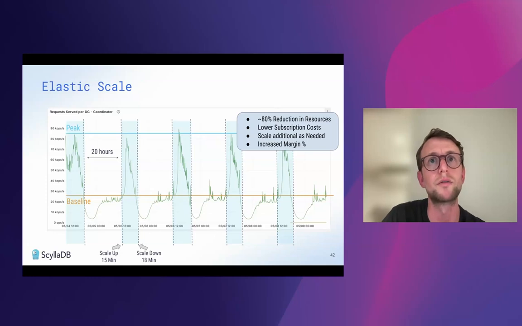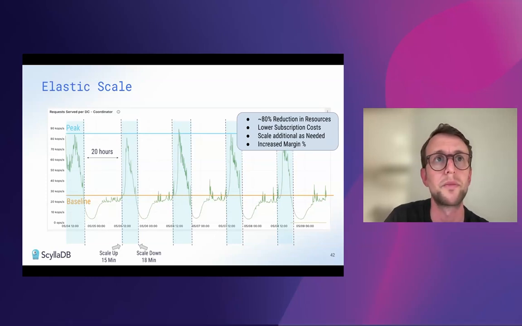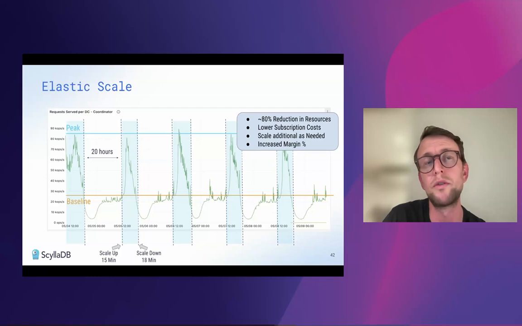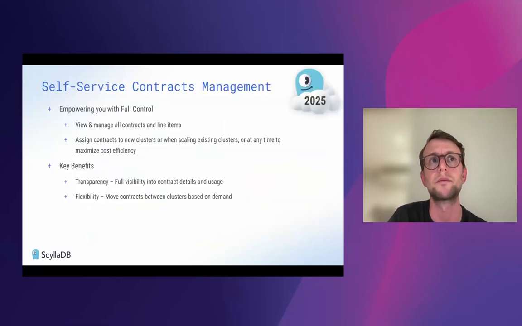So the baseline nodes stay on reserve pricing and the short spikes tap into flex credits. It also means lower subscription costs because tablets move fast. You don't need a bigger plan just to cover peak usage. And you can scale whenever needed, very easily and very quickly.